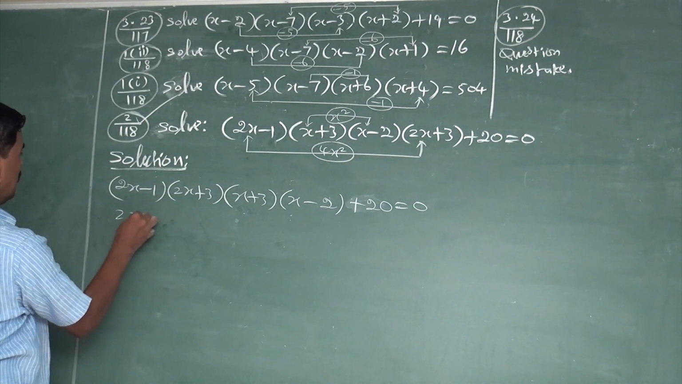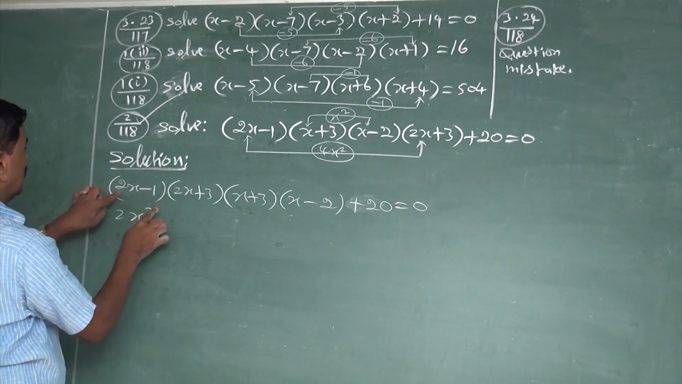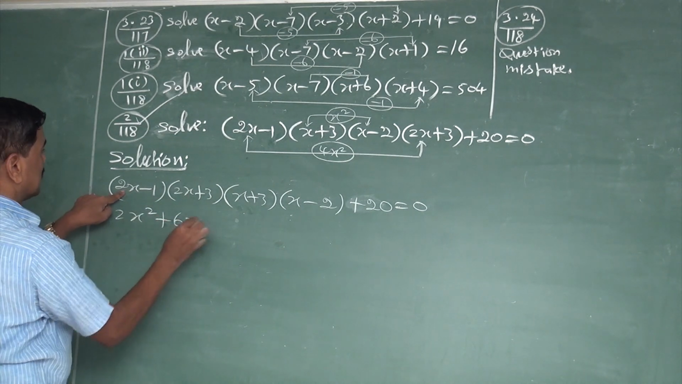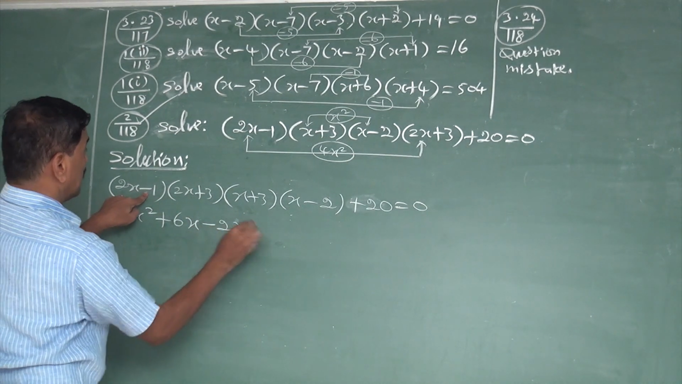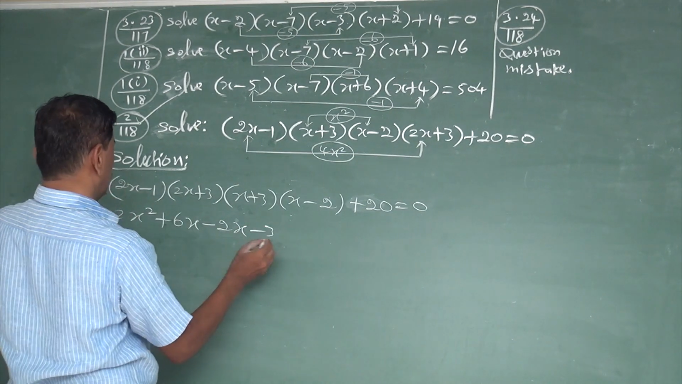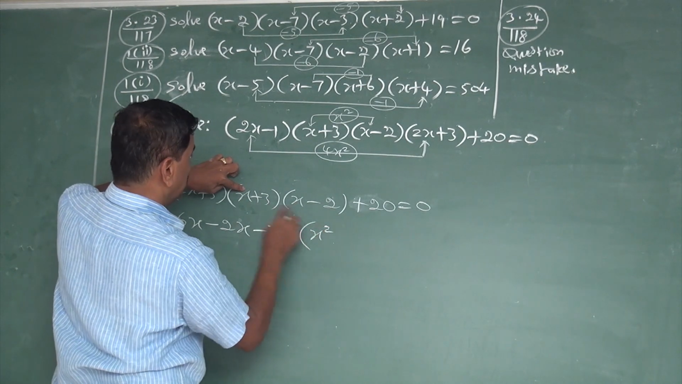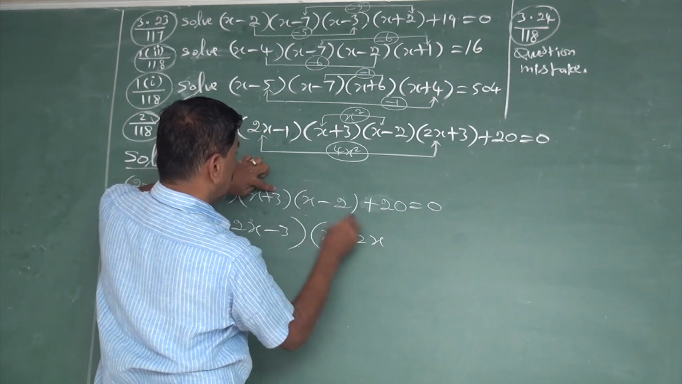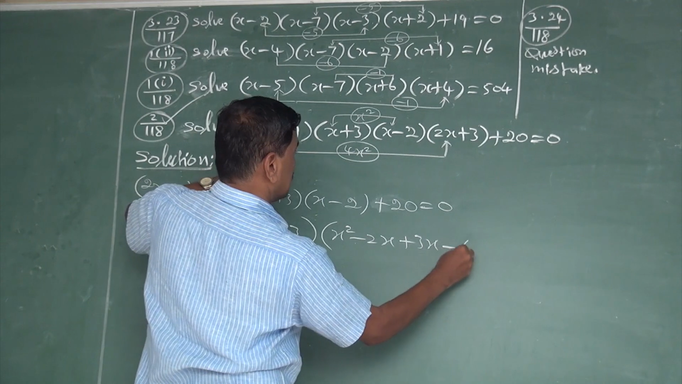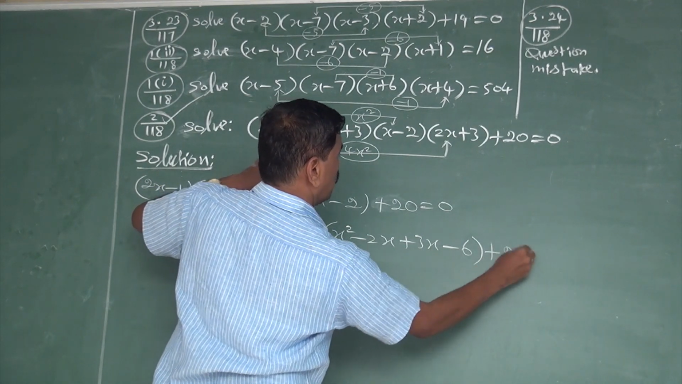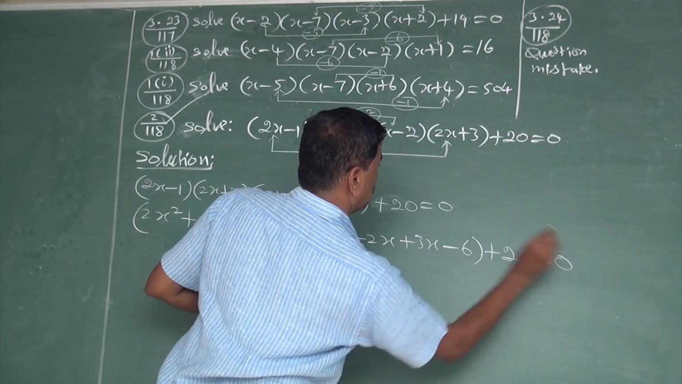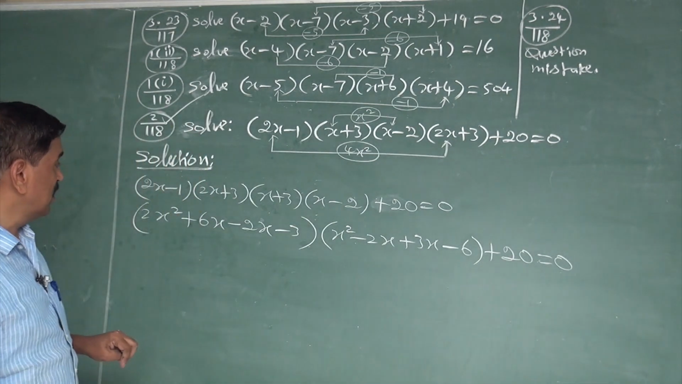2x into 2x, 2x square. Next, 2x into 3, 6x. Minus 1 into 2x, minus 2x. So minus 3. Okay. Bracket into x into x, x square. X into 2x, minus 2x. Plus 3x. Minus 6. Okay. Plus 20 is equal to 0. Next step, please. Very good.